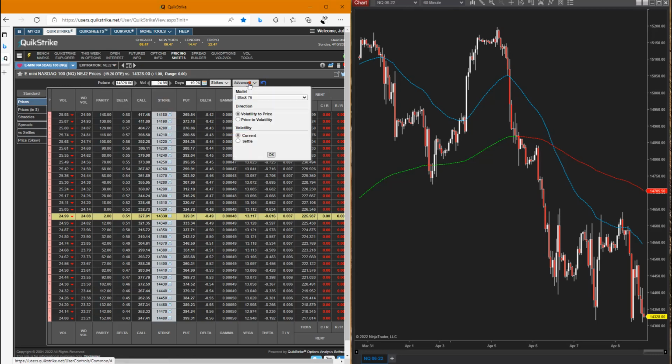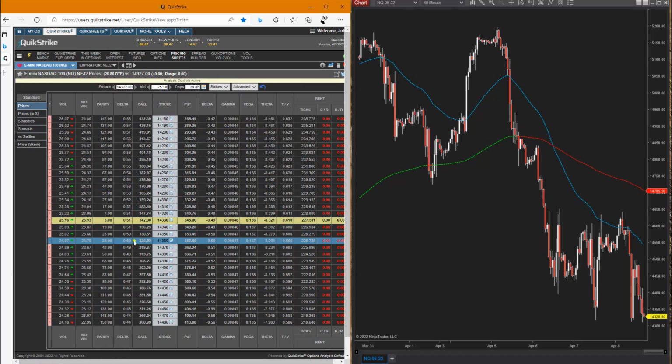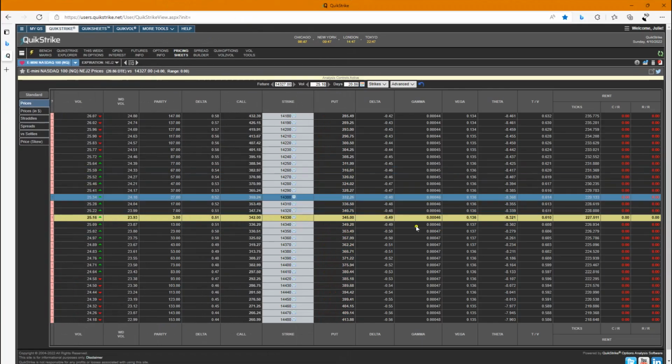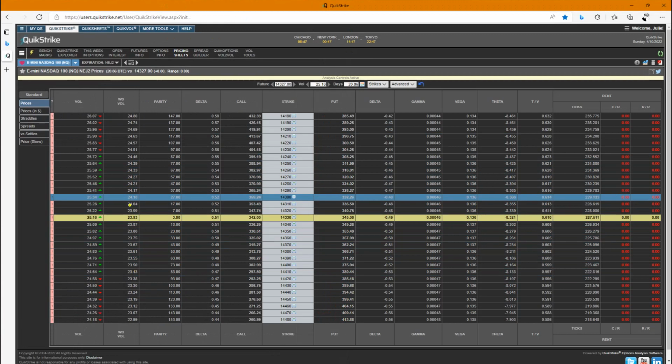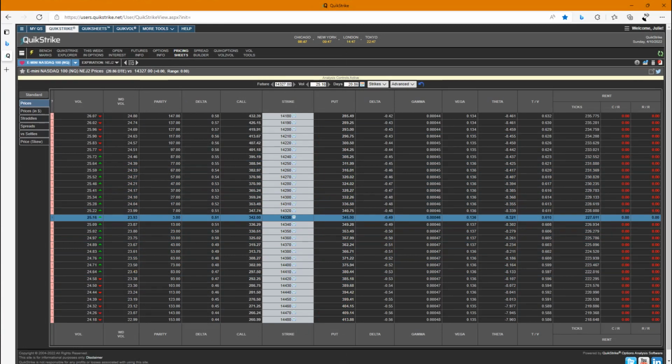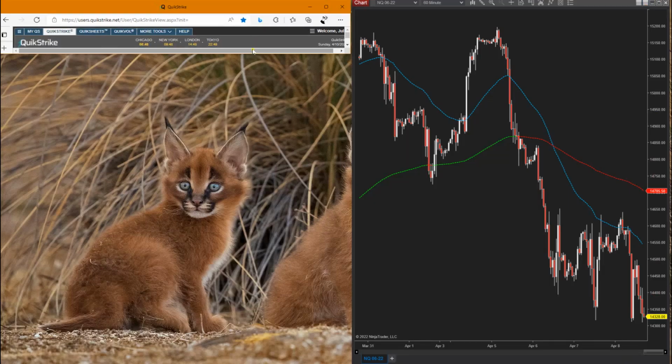And from here, I can change it to the Black-Scholes model on the settlement. Click OK, and this will change the index to show my initial bell curve. So the mean is 14,330.